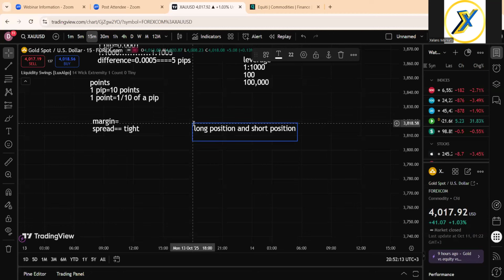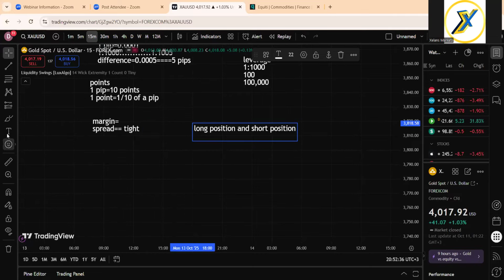So when you open a buy position, you say, today I am going long. For this trade, I am going long. Now you've just opened a buy position. When you open a sell position, you say, I am going short. You understand? So going long or a long position is a buy, a short position is a sell.